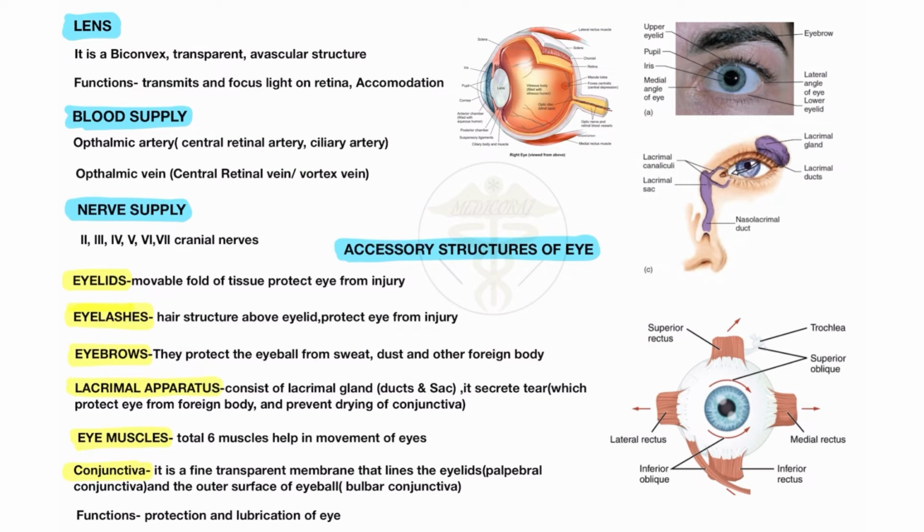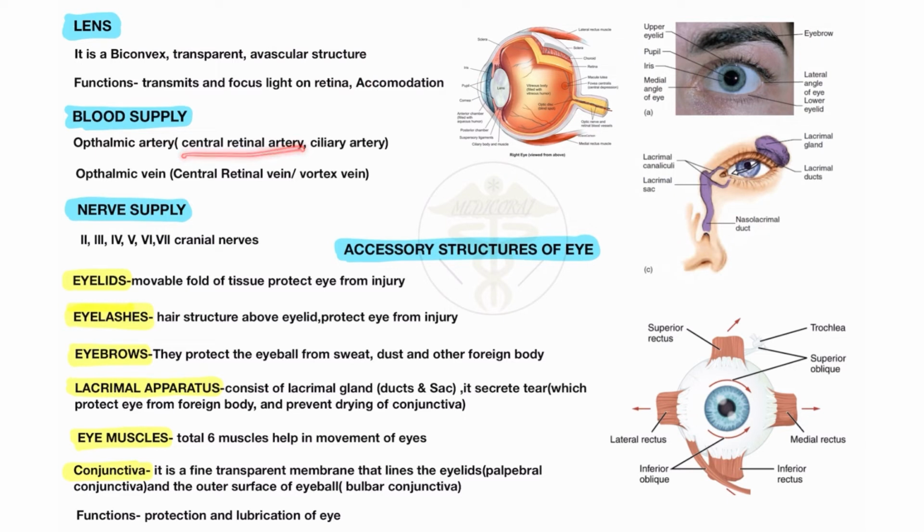So, after that, the blood supply of the eyes. What is the blood supply? Which arteries and veins supply and drain the eyes? First is the ophthalmic artery. It is a branch of the internal carotid artery. If you don't want to, please also learn it. It is a branch of the internal carotid artery.